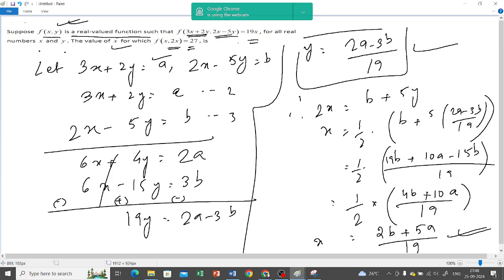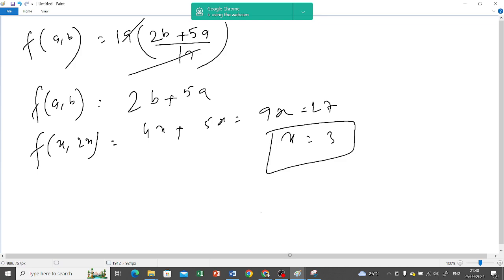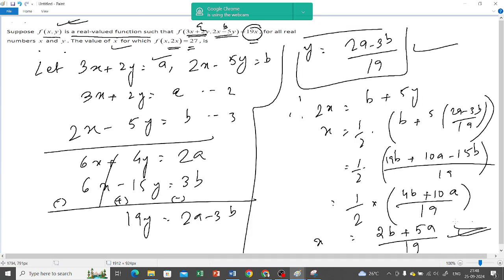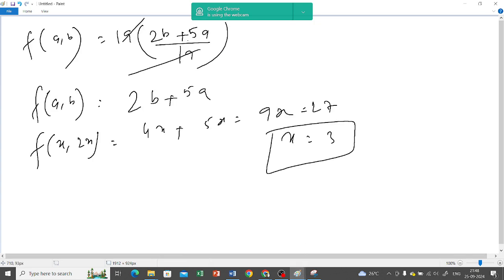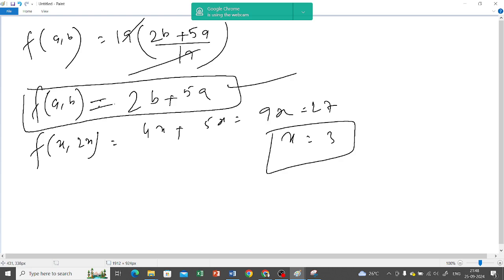This is a and this is b, and it is 19x. So f(a, b) is 19 into x, and x is (2b + 5a) by 19. So I'm putting (2b + 5a) by 19, and on cancelling it out, I'm getting this. So this is actually my function definition.